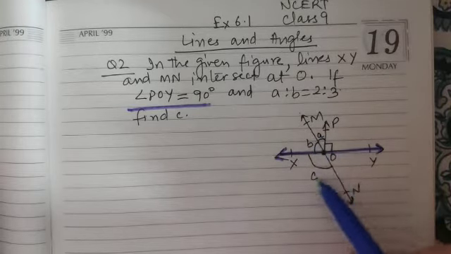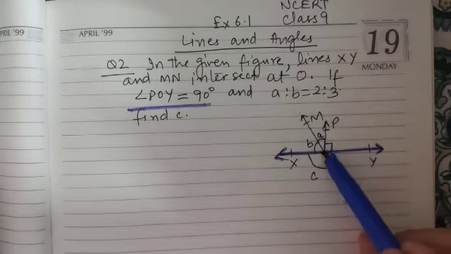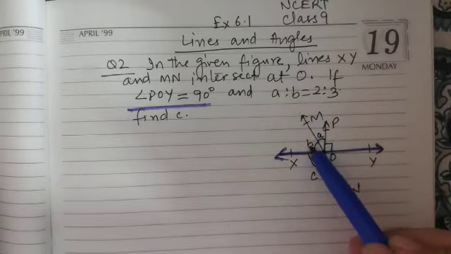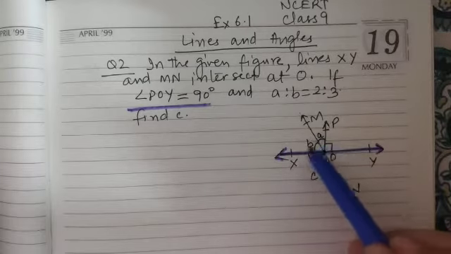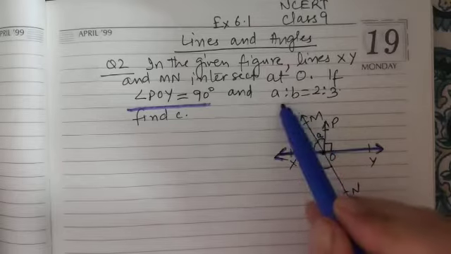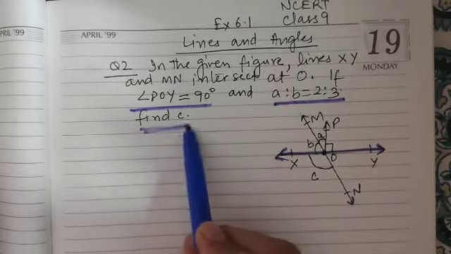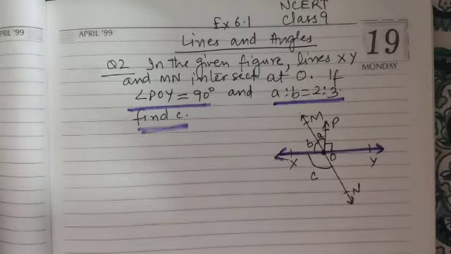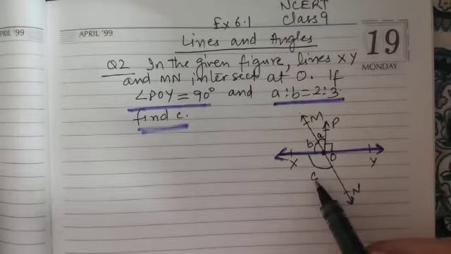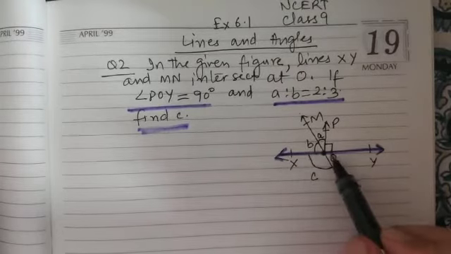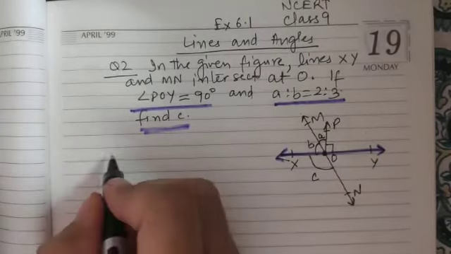See here in the figure it is marked, A is the measure of angle POM and B is the measure of angle MOX. It is given that A is to B is 2:3 and we need to find the value of C. Where is C? C is the measurement of angle XON. I hope you have understood what is given. Let us write it down.